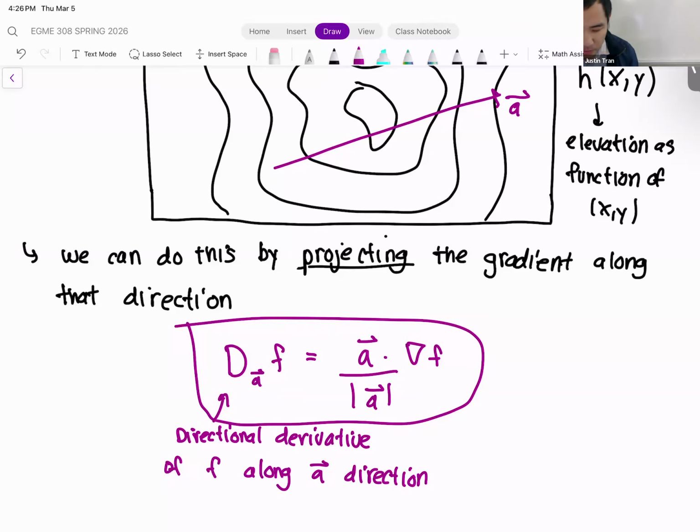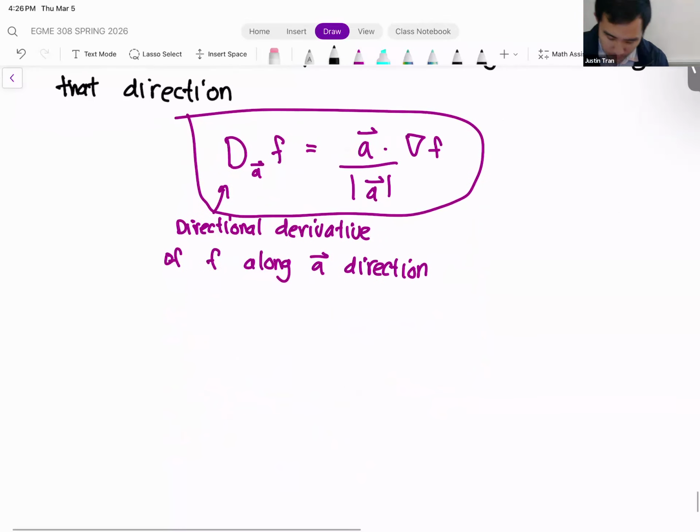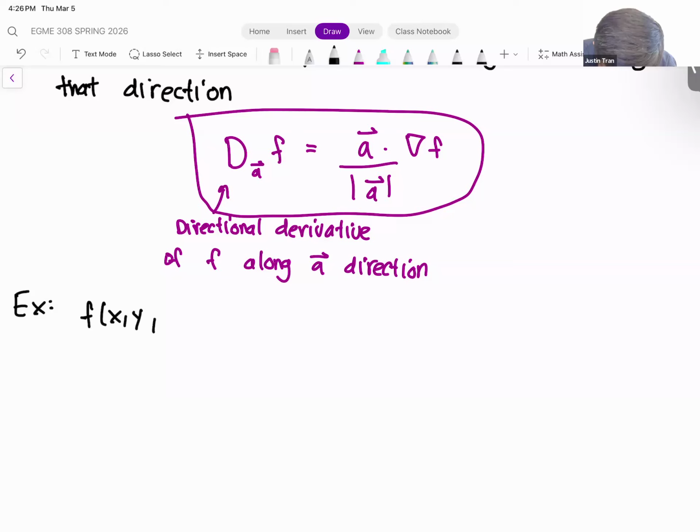Okay, so let's do a quick example just to show how this is done. Let's say that we have a three-dimensional function here. So this is a function of a sphere, actually. So we have f of x, y, z is equal to 2x squared plus 3y squared, excuse me, plus z squared. We have some field quantity that changes as a function of x, y, and z. So this is a three-dimensional field.